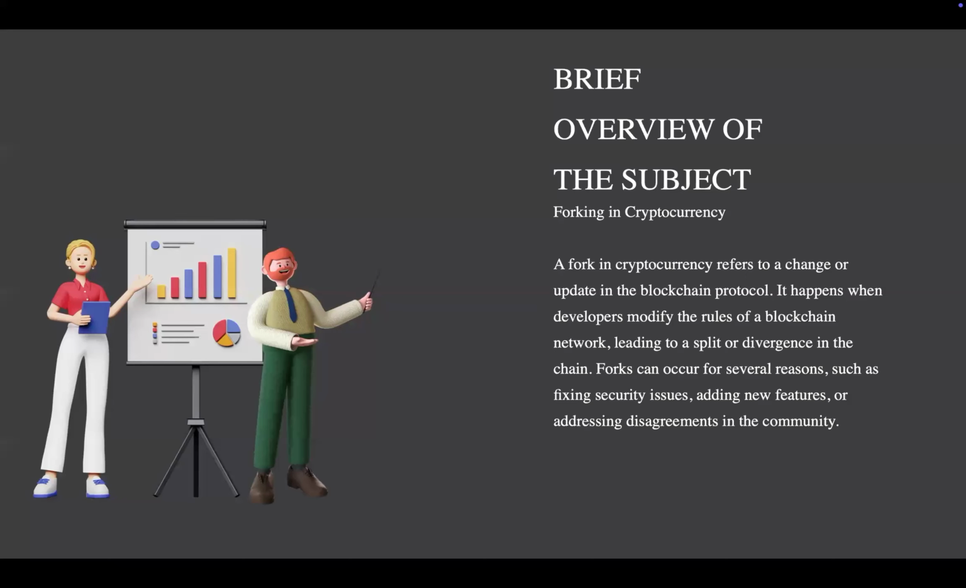So now to the topic, forking in cryptocurrency. I'll read it and then explain. A fork in cryptocurrency refers to a change or update in the blockchain protocol. It happens when developers modify the rules of a blockchain network, leading to a split in the chain. Forks can occur for several reasons, such as fixing security issues, adding new features, or addressing disagreements in the community.